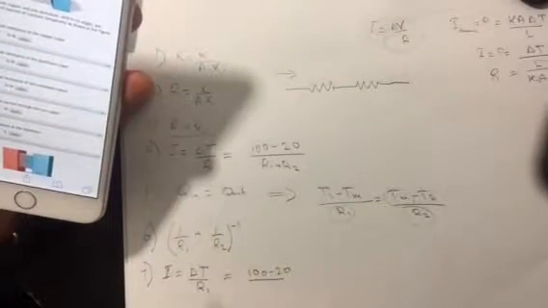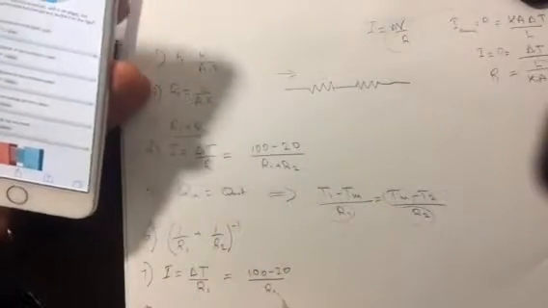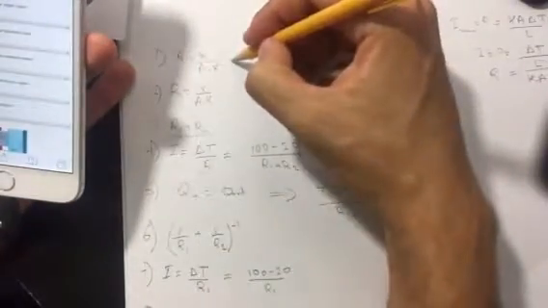Number 7, what's the thermal current through the copper cube? In this case I is going to be equal to delta T divided by R1. So for me it's 100 minus 20 divided by R1. We said the copper is R1, and this is what you get from answer number 1.